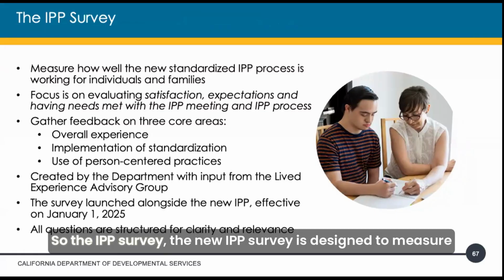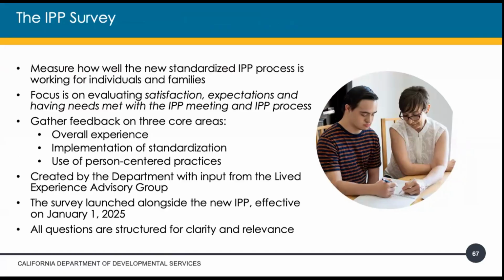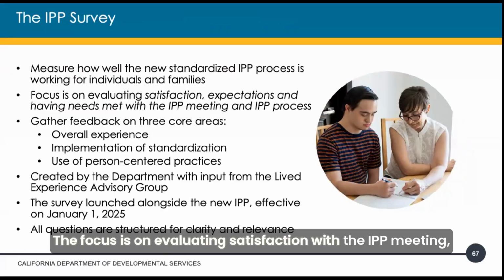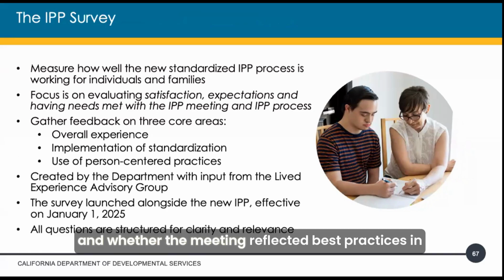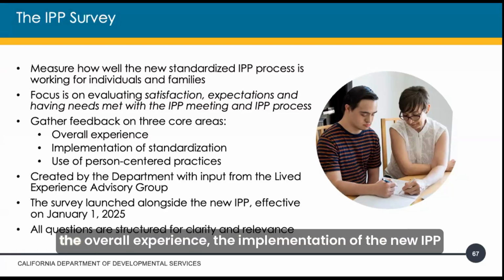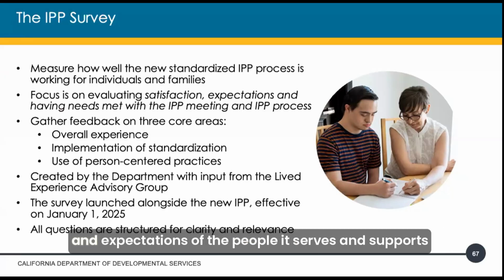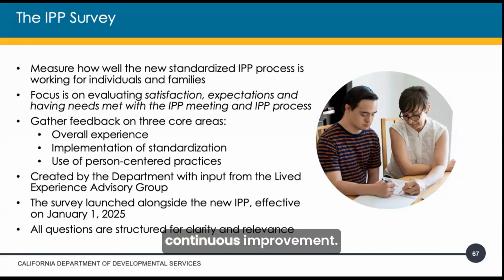So the new IPP survey is designed to measure how well the updated IPP process is working for individuals and families. The focus is on evaluating satisfaction with the IPP meeting, whether participants felt the process was person-centered, and whether the meeting reflected best practices in planning. The goal is to gather feedback on 3 core areas: the overall experience, the implementation of the new IPP process, and the use of person-centered practices at the meeting. This survey aims to ensure that the new IPP process meets the needs and expectations of the people it serves and supports continuous improvement. Next slide.